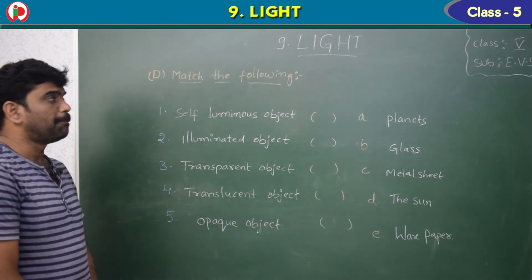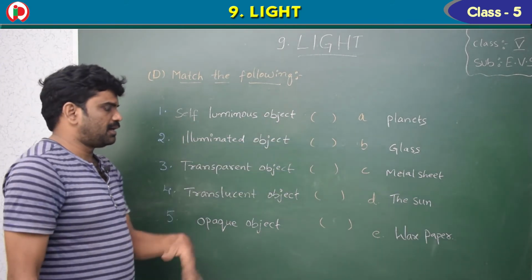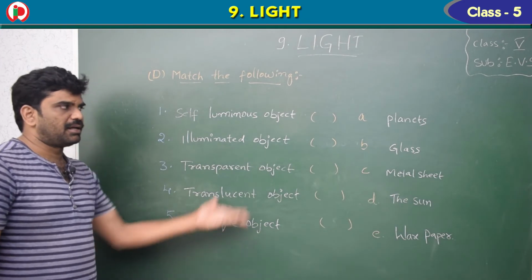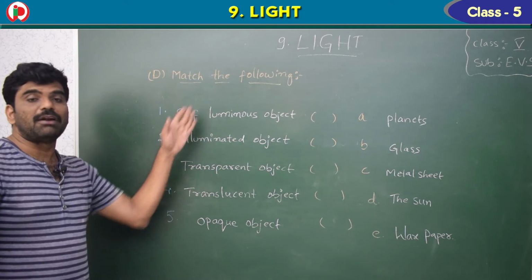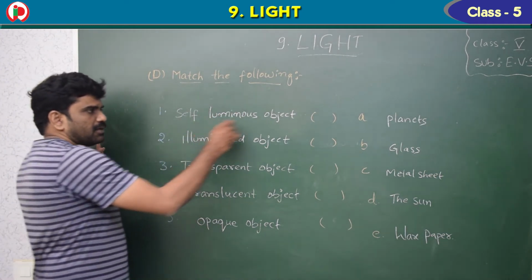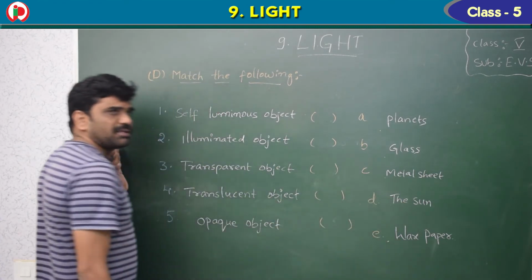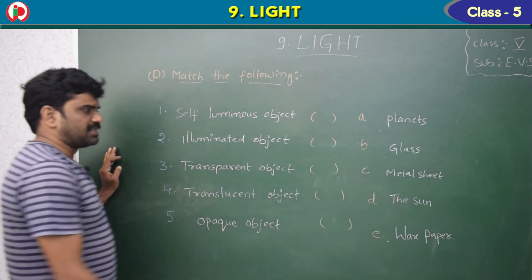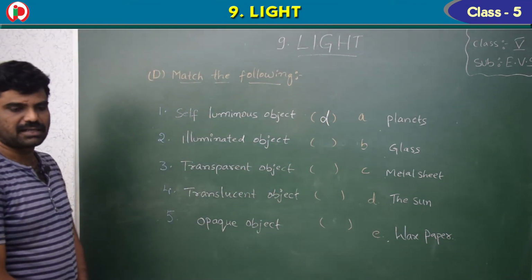Children, now see D, match the following. On the left hand side are the objects, and on the right hand side are the examples. Now you have to match. Self-luminous object, first one. Planets, glass, metal sheet, sun, wax paper. Which one is right? Yes, the sun is the self-luminous object. So D is the right answer.